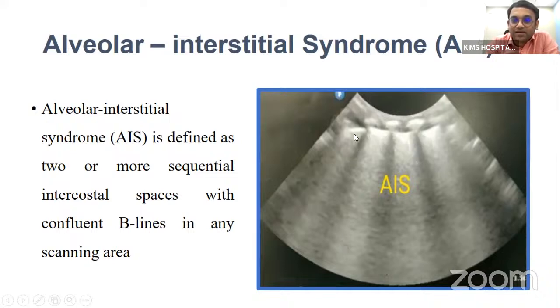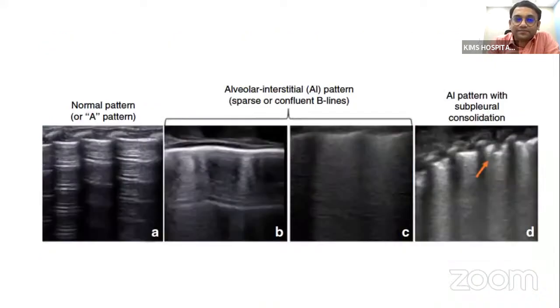In this scanning area we are also seeing 4, so more than 2 confluent B lines. Confluent B lines, again I'm telling you, are solid white lines without any A lines. So here 1, 2, 3, 4 confluent B lines are there. If it's more than or equal to 2, then usually it is suggestive of alveolar-interstitial syndrome.